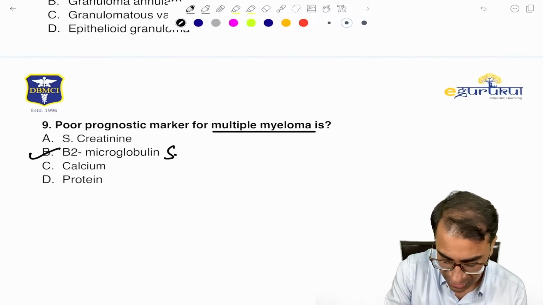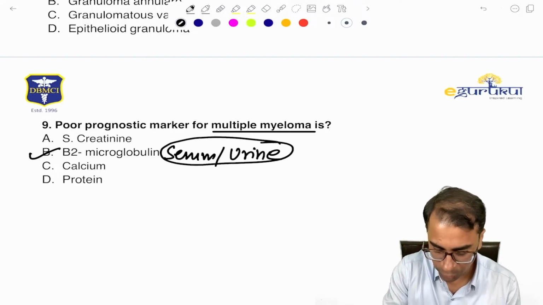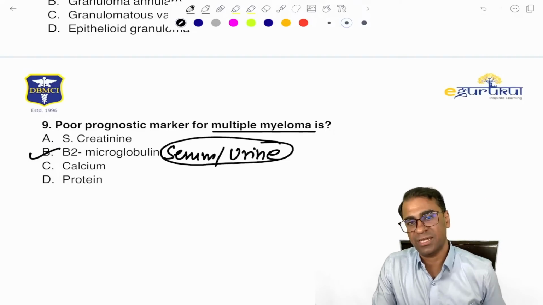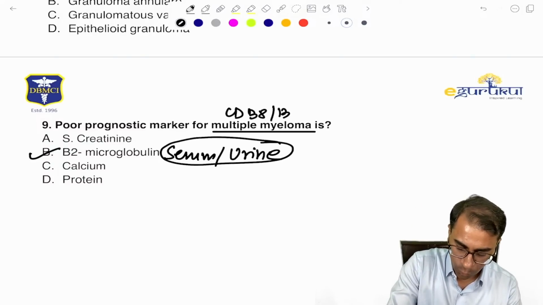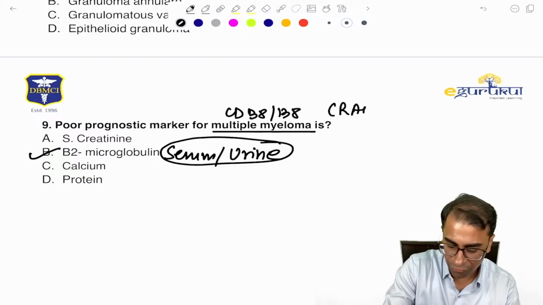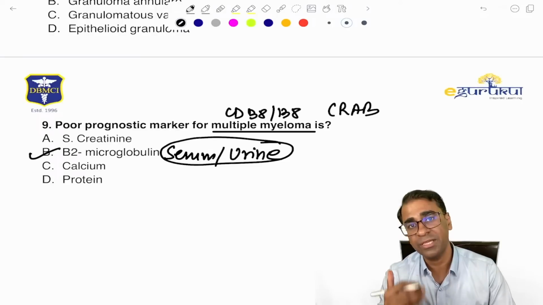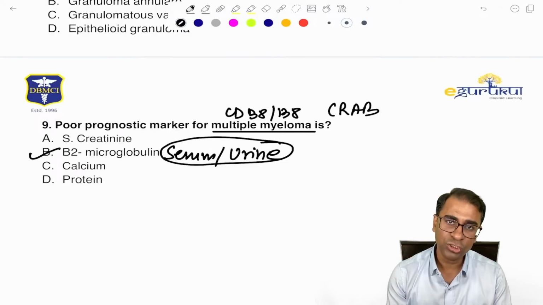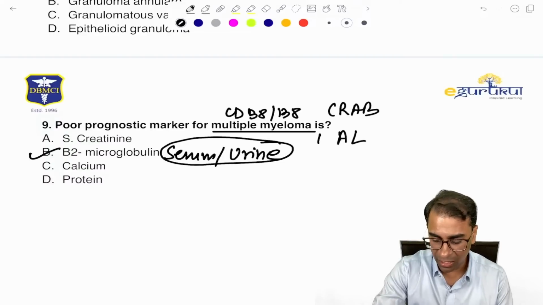Poor prognostic marker for multiple myeloma is beta 2 microglobulin. It can be measured both in serum and in urine. Remember, in multiple myeloma the basic markers are CD38 and CD138. They show the finding of CRAB, where C is hypercalcemia, R is renal failure, A is anemia, and B is bony lesions. They've asked what type of amyloid it shows. It shows primary AL amyloid.